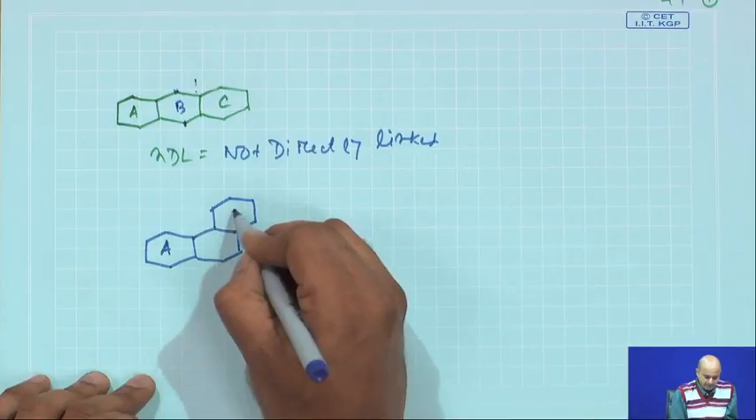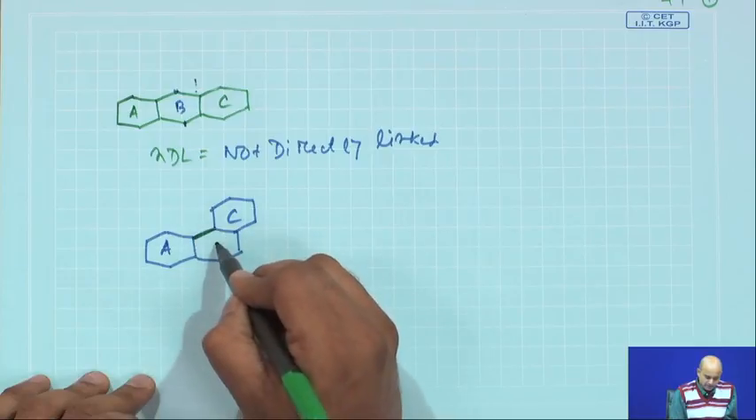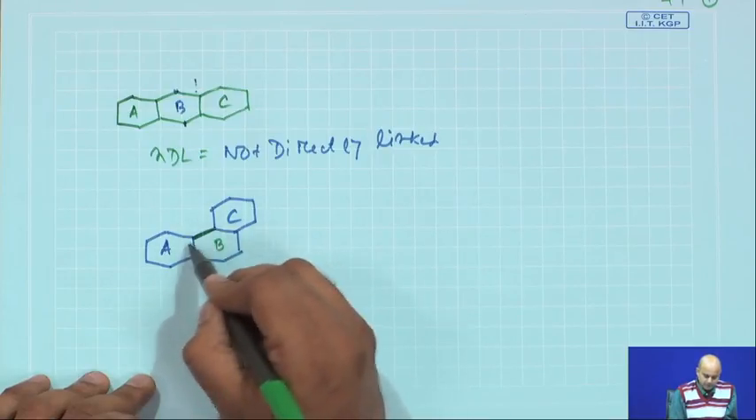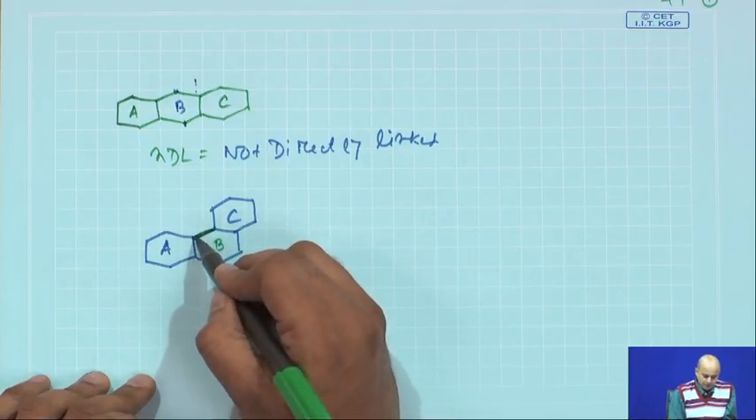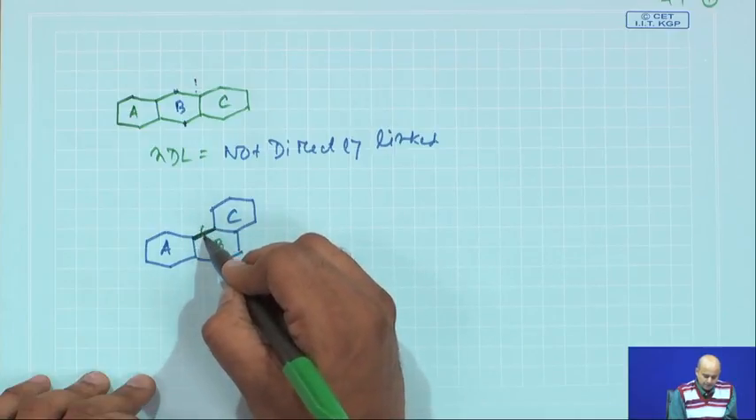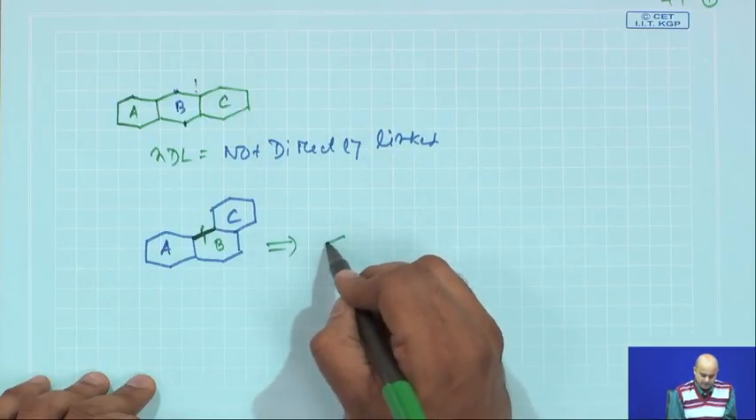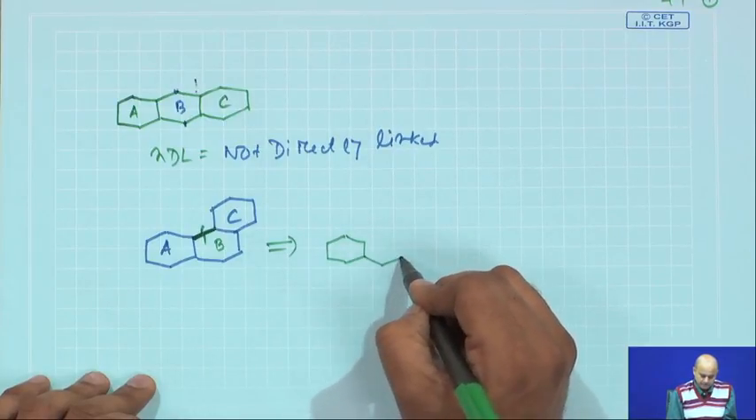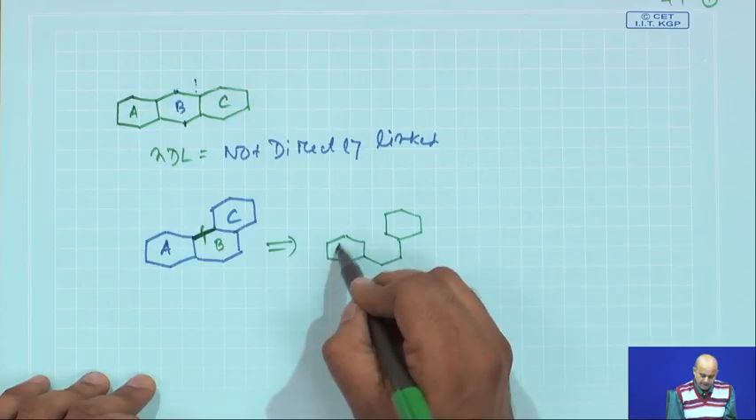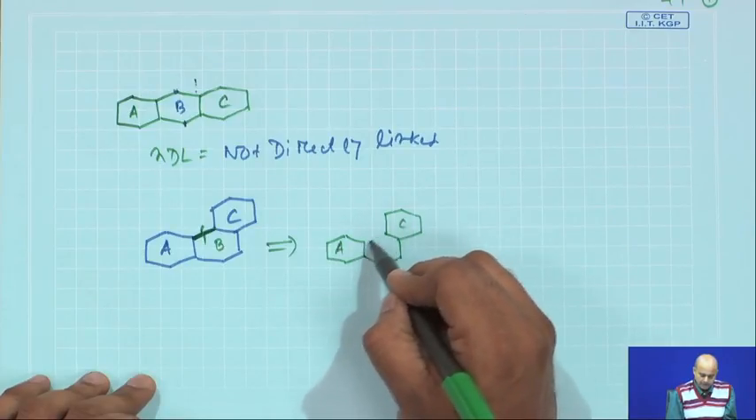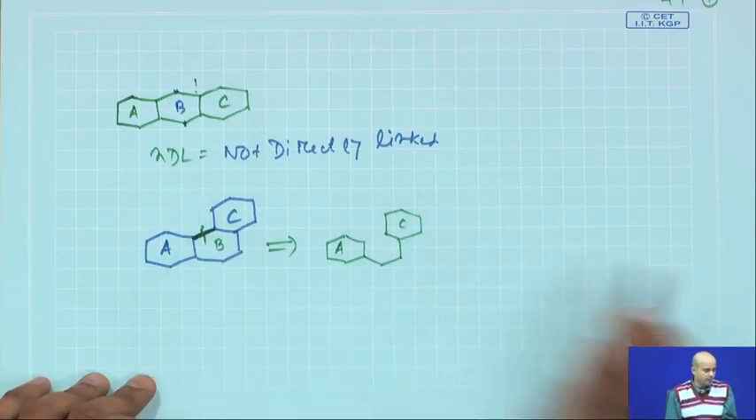Then you will find some other topology. So, ring A, ring C. Now, you see ring A and C are directly linked. So, this is also a good point: A and C are directly linked. Sometimes when rings are directly linked, probably this is a good strategic point of disconnection. So, if you have A ring and C ring, you can construct this carbon-carbon bond through this. So, this could be a good strategic point.